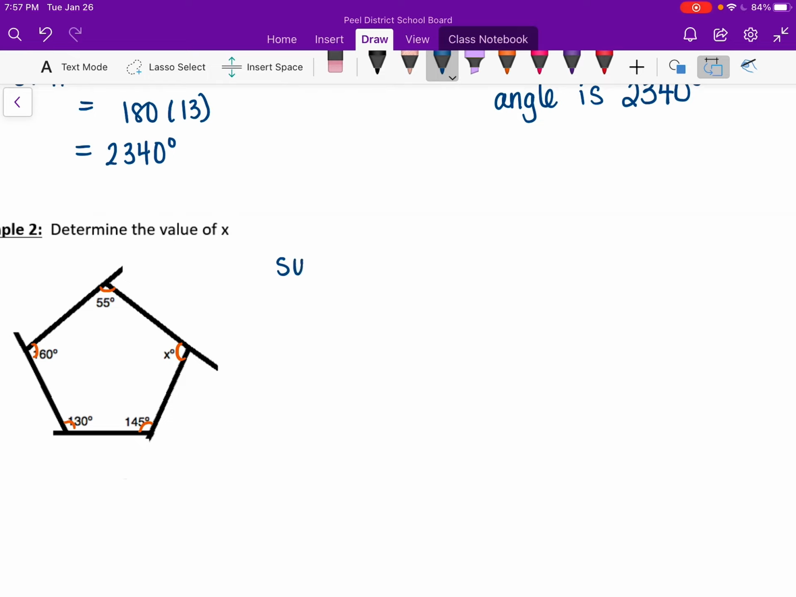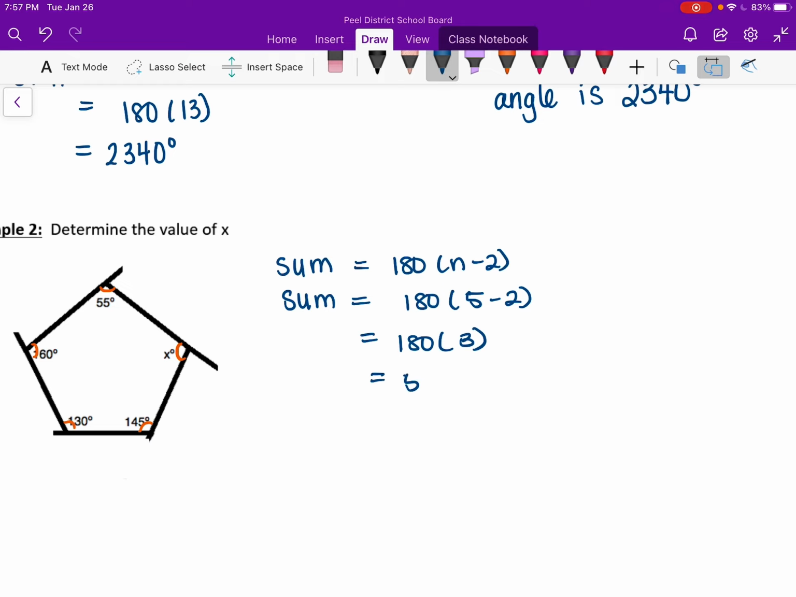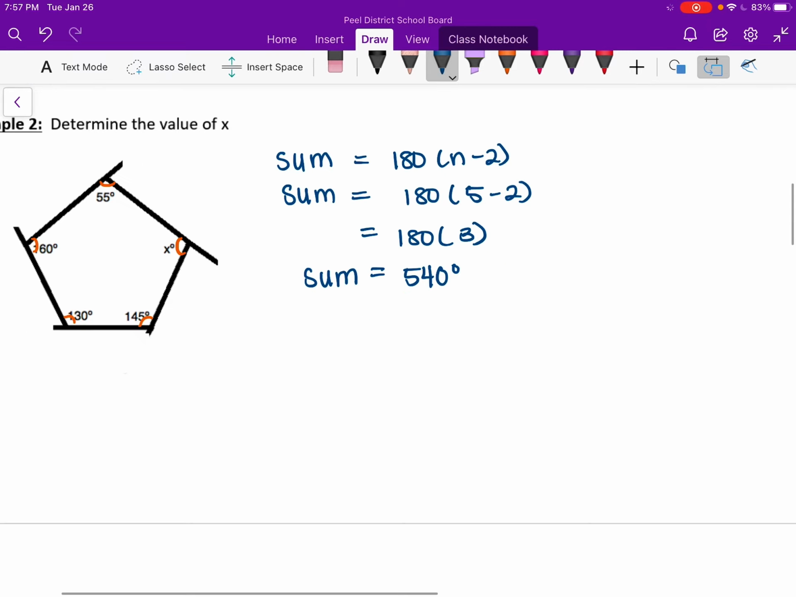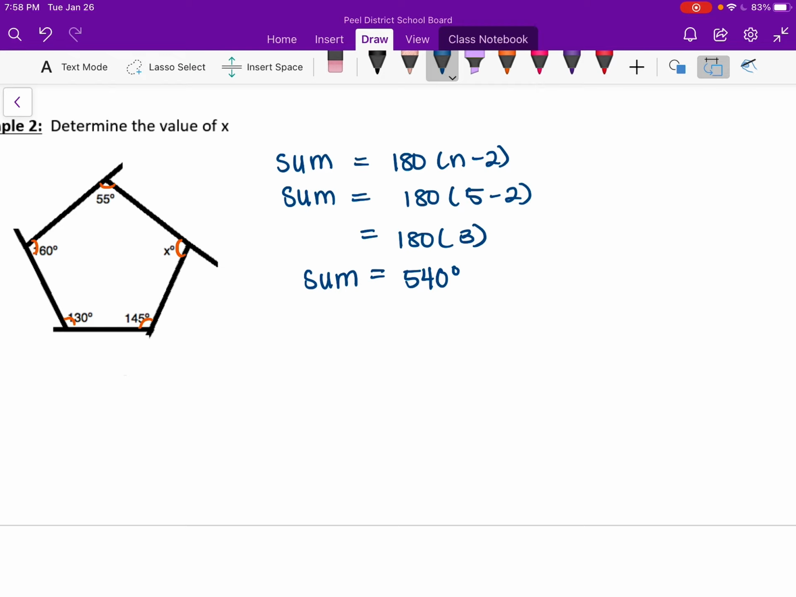So I'm going to use my equation from before. I know the sum is going to equal 180 times n minus 2. I know I have 5 sides, so it's going to be 180 times 5 minus 2. 5 minus 2, we do the brackets first, is 3. 180 multiplied by 3 is going to be 540 degrees. So I know that inside this pentagon, the angles are all going to equal 540 degrees.